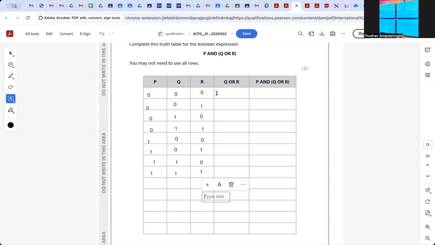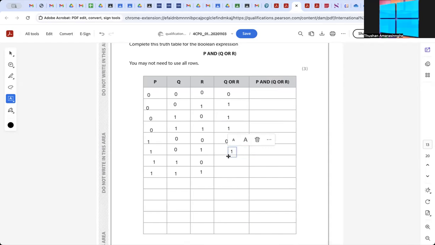Now, Q OR R means you have to do the addition. So 0 plus 0 is 0. 0 plus 1 is 1. Whenever you see a 1, that is 1. That's easy for OR. So 1 plus 1 is also 1. Sorry, I made a mistake here. It should be 0, right?